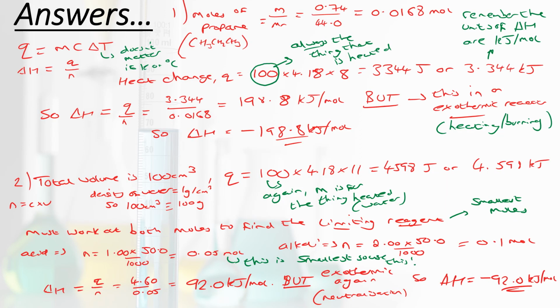The first question: we had 0.74 grams of propane being burnt, essentially a combustion reaction. This propane was burnt and used to heat water. Already here we're given what the system and what the surroundings are. Our system is the propane that we're burning. The surroundings is the water. We were told the temperature increased by 8 degrees. 100 grams of water was heated. We're given the specific heat capacity for water and asked to calculate the enthalpy change. So remember that we have to calculate an enthalpy change.